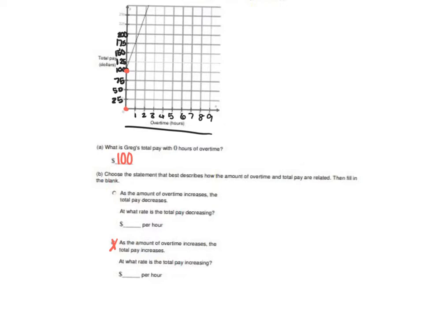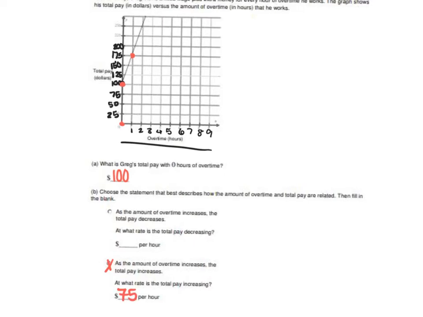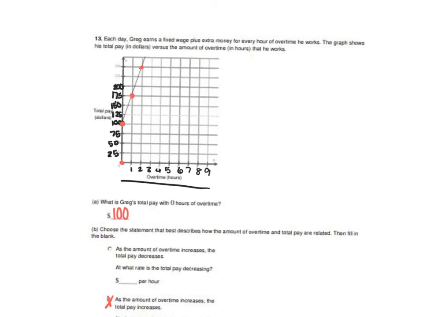So what rate is the total pay increasing? Well, I'm at 0, it's 100. So I'm going to go to 2 hours, and after 2 hours, he gets, or no, I take that back. We start at 0. I'm going to go to 1 hour. After 1 hour, he gets $175. So from 100 to 175, it increased by $75 per hour. Because if I go to 2 hours, it goes up to $250, and if you take 175 plus 75, that's $250.